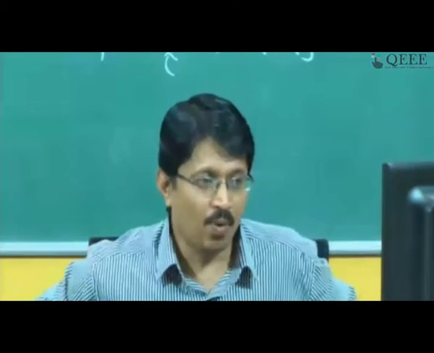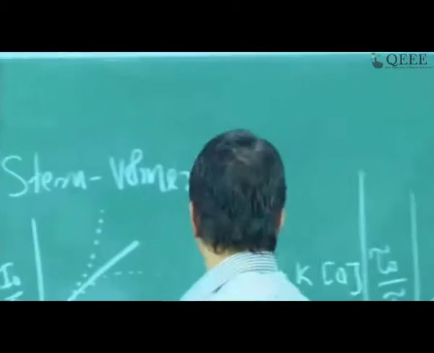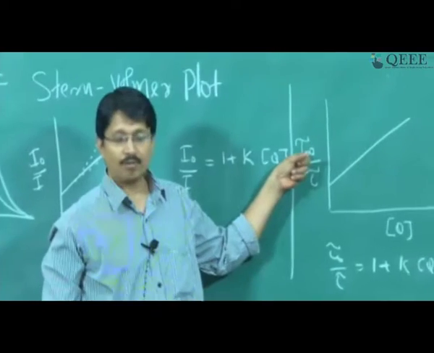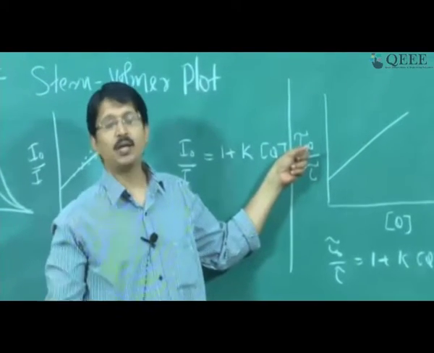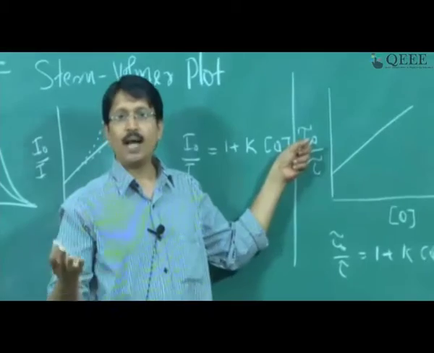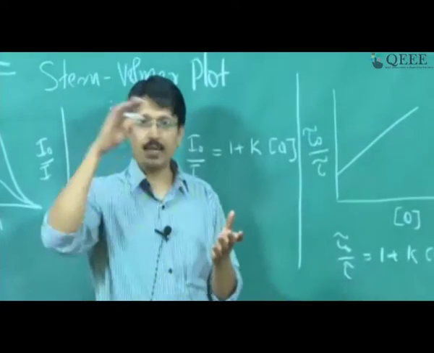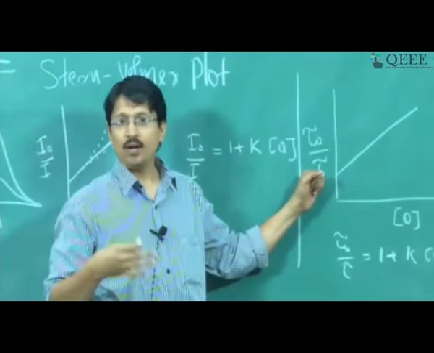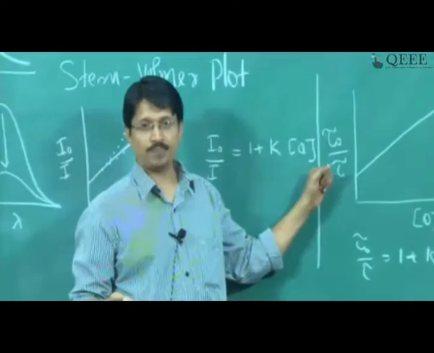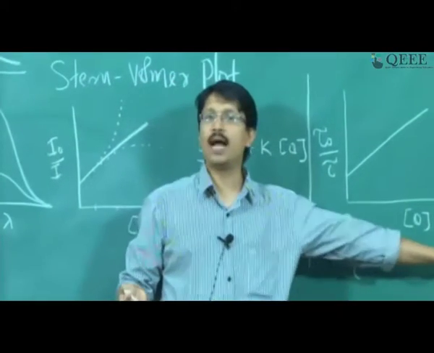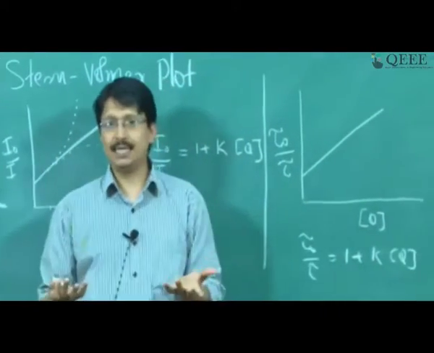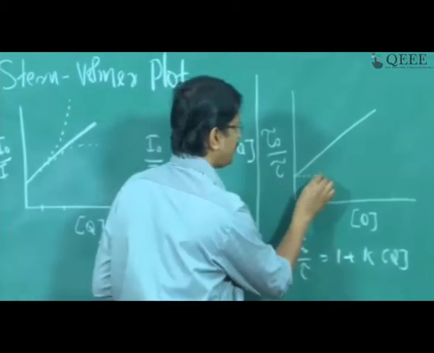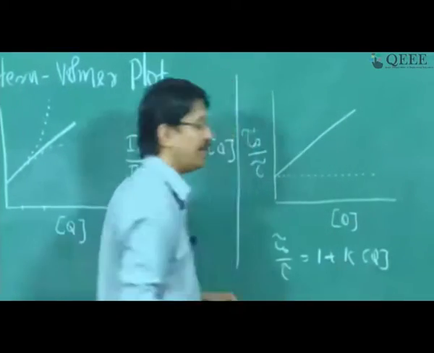So if you can come to the board, I can show how the plot looks. Tau 0 is the lifetime of the fluorophore in the absence of quencher. You are adding a quencher, but that quencher is not interacting with the fluorophore in the excited state, only in the ground state. So tau will be only tau 0, tau 0 will not change. It does not matter how much quencher you are adding, your tau is not changing. In other words, the ratio becomes 1 and you will get a straight line, a line parallel to the x axis.